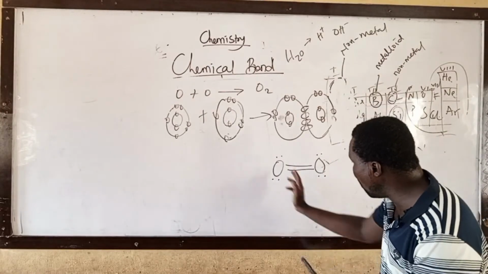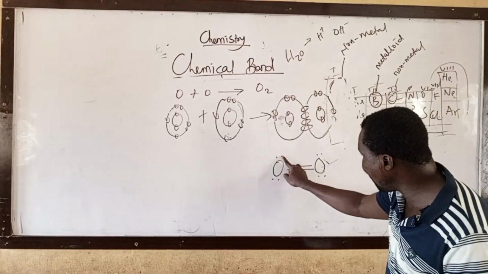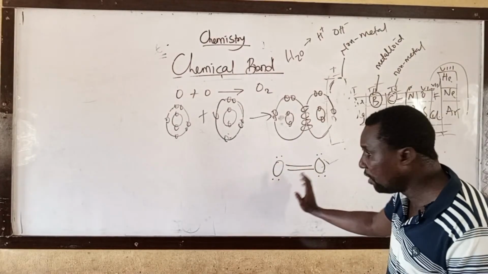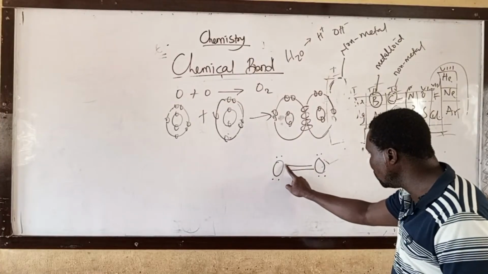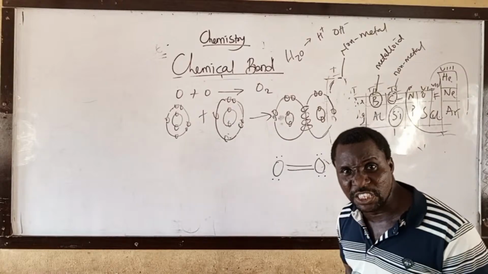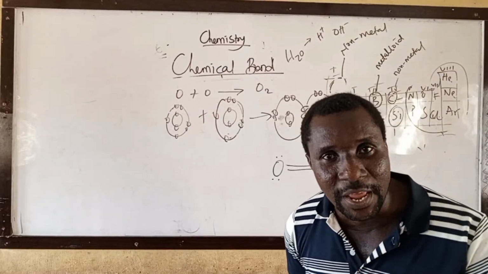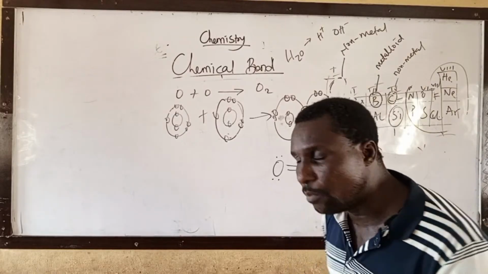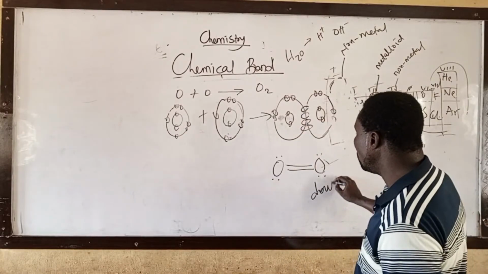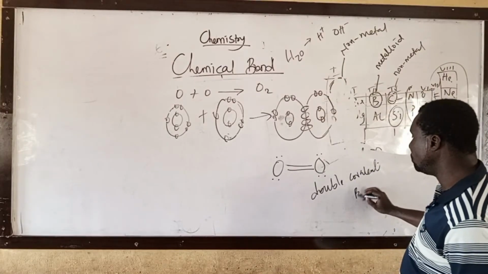That means for this one, how many electrons? 1, 2, 3, 4, 5, 6, 7, 8. For this one, 1, 2, 3, 4, 5, 6, 7, 8. That is oxygen. Is it a double covalent bond, triple covalent bond, or single covalent bond? Class, the answer is what? Double. Double covalent.